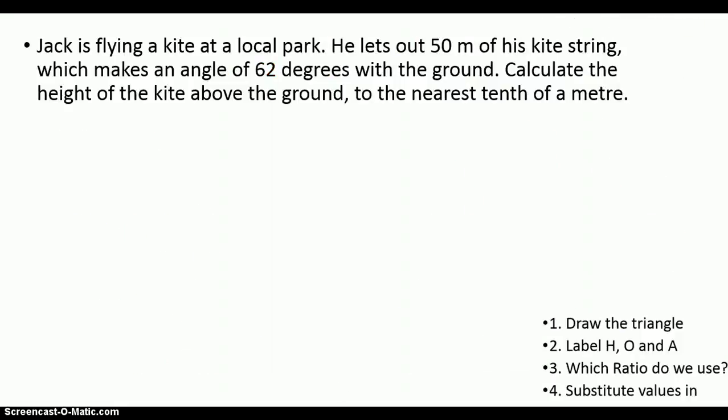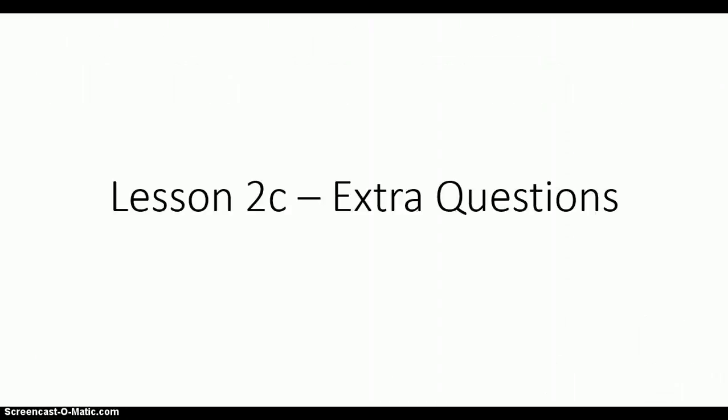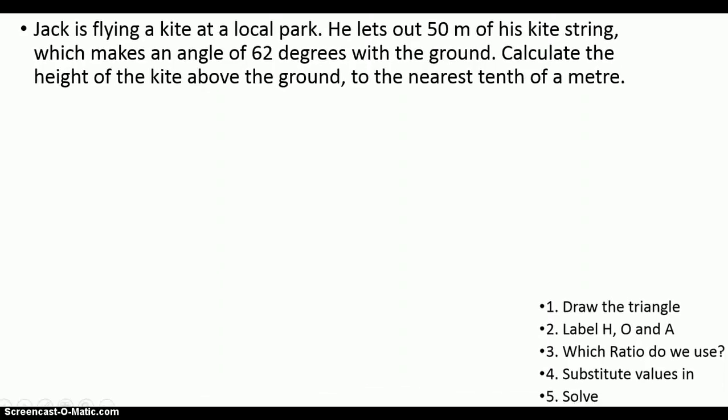Now let's look at this next question. It's a worded question, so let's decipher what we know from here, so that we can apply trigonometry to this. Sorry, just going to move the screen down. Jack is flying a kite at the local park. He lets out 50 meters of his kite string, which makes an angle of 62 degrees with the ground. Calculate the height of the kite above the ground to the nearest tenth of a meter.